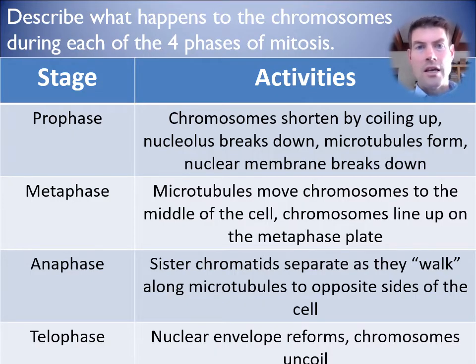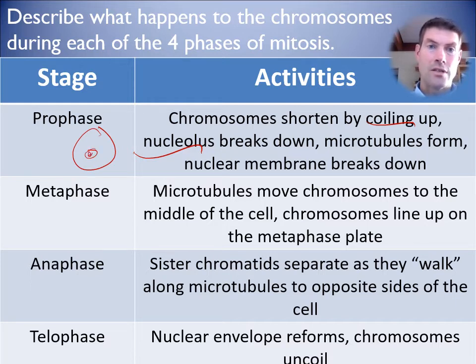Now, these are the different activities you got to know about. Coiling up, nucleolus, which is, remember, nucleolus. If this is the nucleus, nucleolus is an even darker substance, or looks like the nucleus of the nucleus, basically. And that's where ribosomes are made. Anyway, you got microtubules, no more nuclear membrane. Metaphase, go to the middle, and then they walk to opposite sides, so they separate.